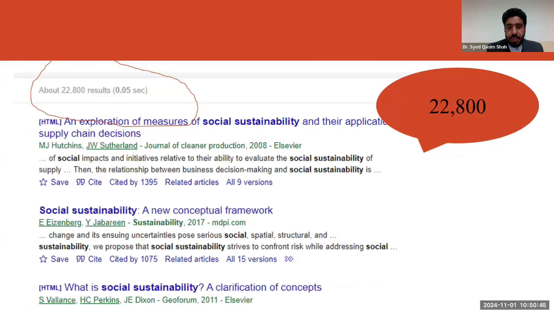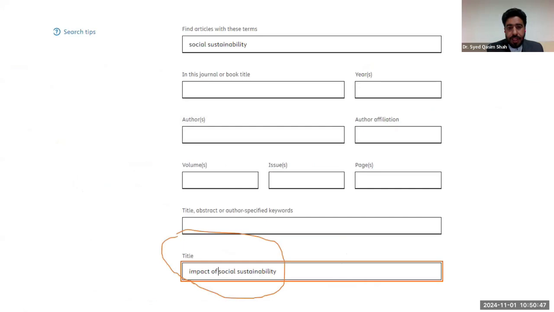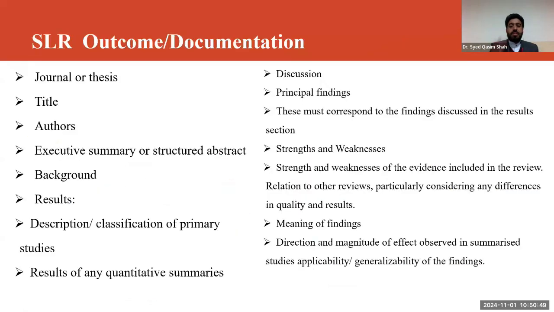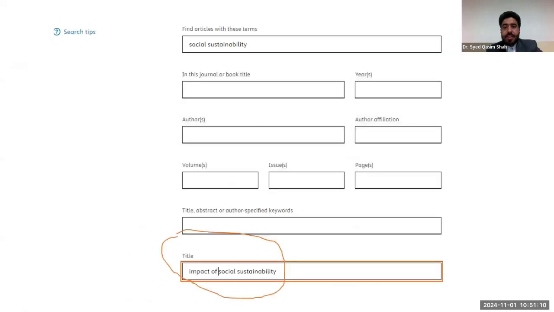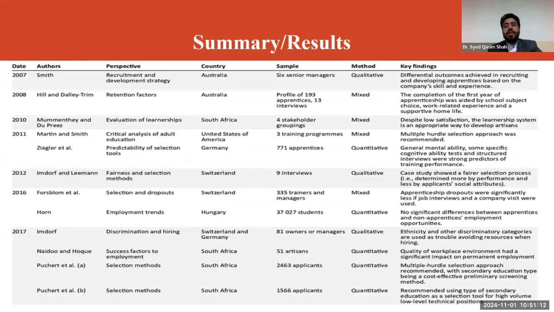I was talking about how we can tabulate from there: journal, title, author, executive summary, results, strength, principal findings. You can use all the relevant ones according to your research question, and you can report it. You can see how we can report the outcomes or documentation. So these are the different things which are available over there. So this is how we use the summary of our results.